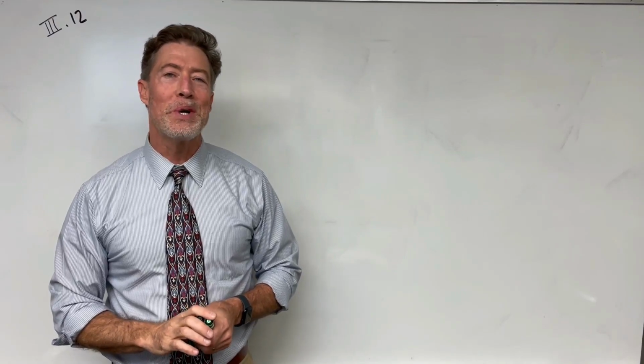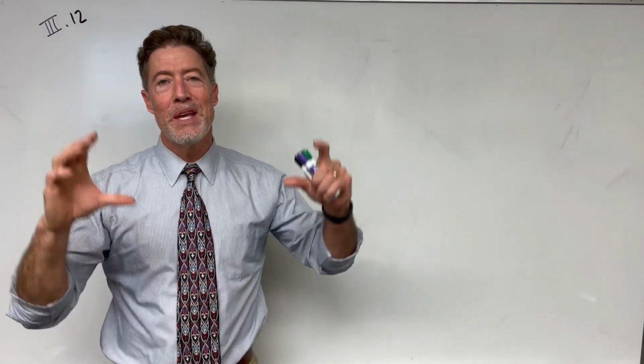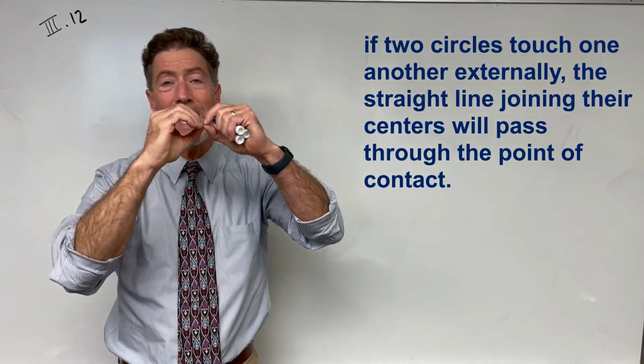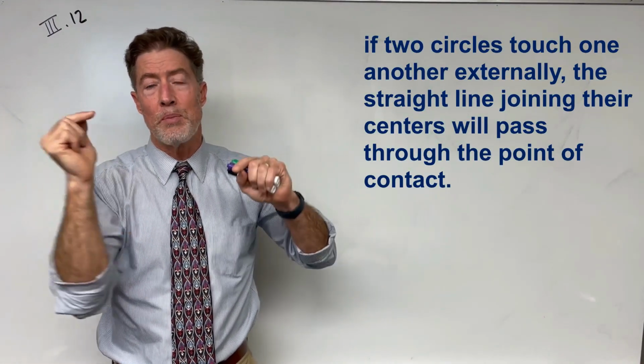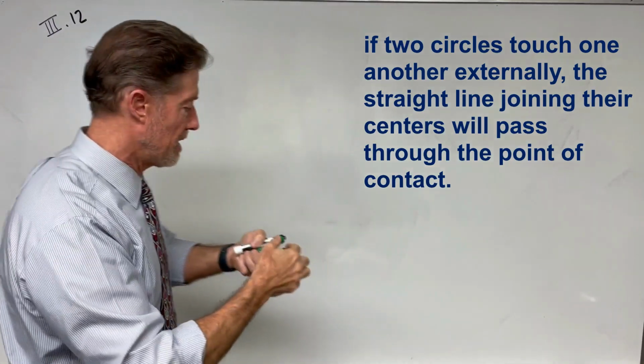Euclid's Elements, Book 3, Proposition 12. If two circles touch one another externally, the line joining their centers will pass through the point of contact.